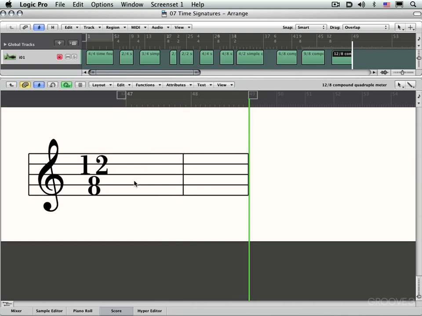So there's a little overview of how meter and time signatures work. In the next video, we're going to start looking at the bottom value here, the note durations, and I'm going to show you how that's notated on the staff and how all the subdivisions work.